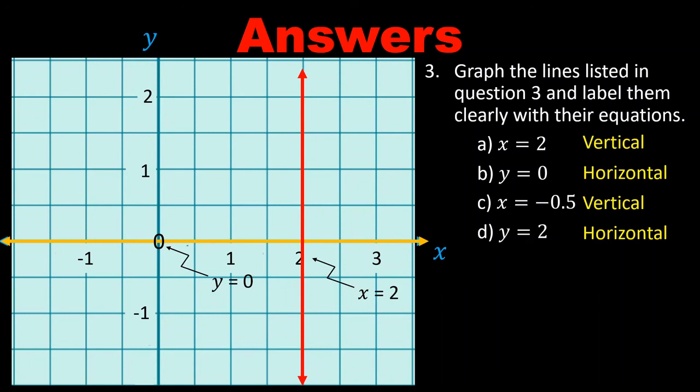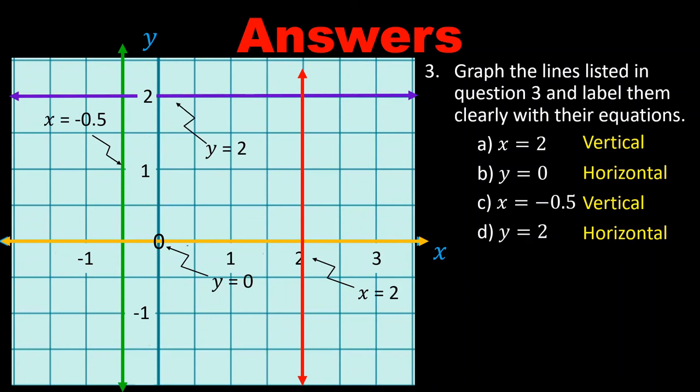Question C, x equals -0.5. I've shown you how I set up my axes just to accommodate for that. X equals -0.5 is here. This is a vertical line. All the points along the line have an x coordinate of -0.5. And finally D, y equals 2. That's a horizontal line that crosses the y-axis at 2. And all points along this line will have a y-coordinate of 2.